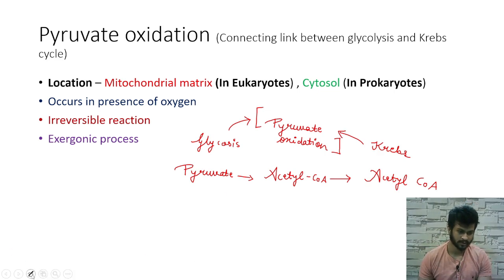Location of pyruvate oxidation is the mitochondrial matrix in the case of eukaryotes, because membrane bound cell organelles are present in eukaryotes, whereas in prokaryotes it will occur in cytosol, because in prokaryotes membrane bound cell organelles are absent. Pyruvate oxidation occurs in the presence of oxygen, so you should remember this point. It is an irreversible reaction because the change in free energy for this reaction is large negative, due to which the chemical reaction will occur in the forward direction and not in the backward direction. It is an exergonic process because during this reaction heat will be released.